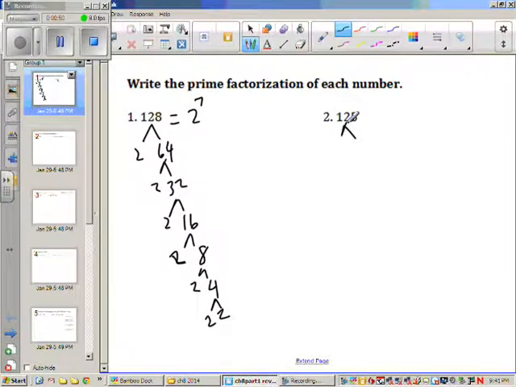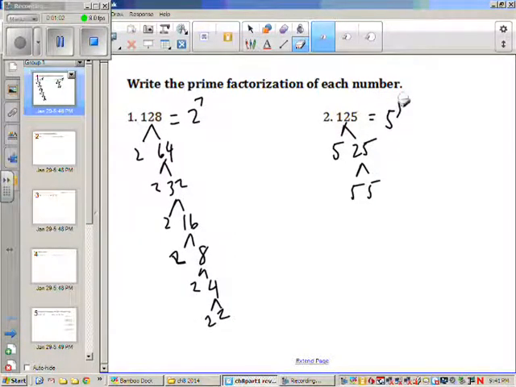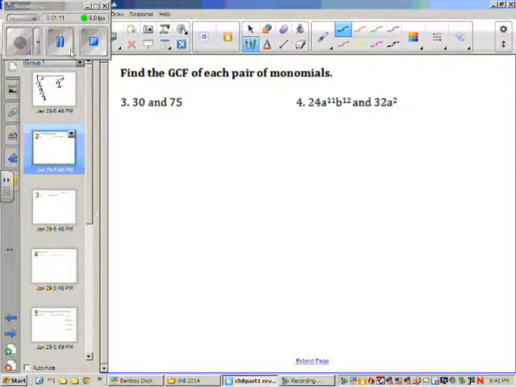125 in the same way. We can factor that into a 5 and a 25, and then 25 is 5 times 5. That gives us 5 to the third. We don't need to have every factor be the same number. That was just a coincidence here. All right. Moving on.